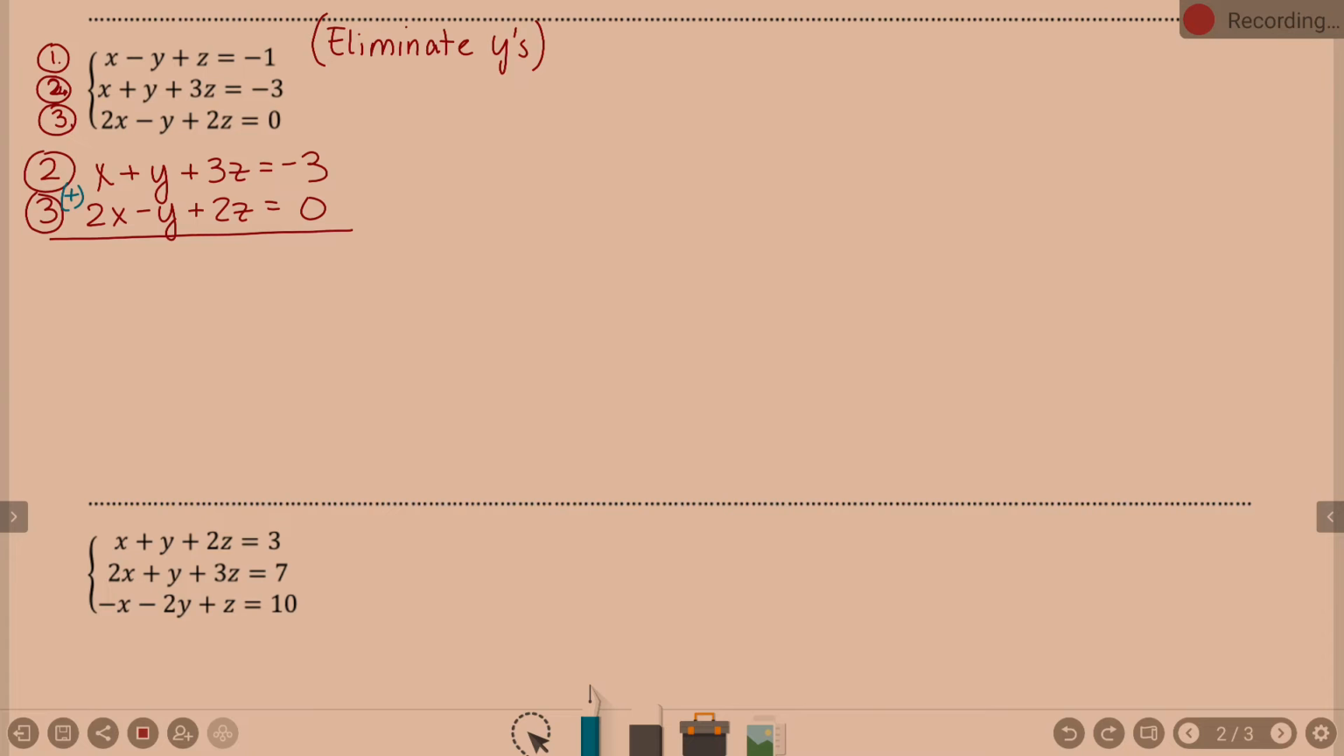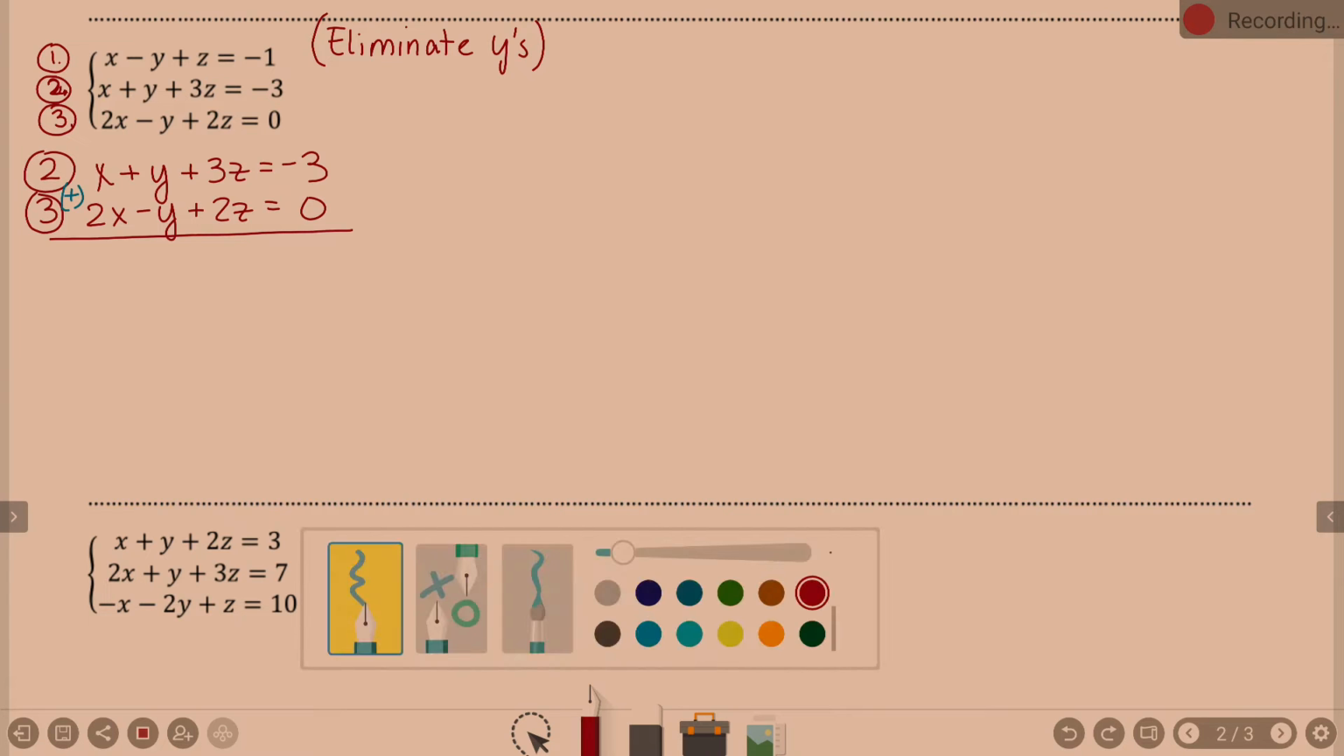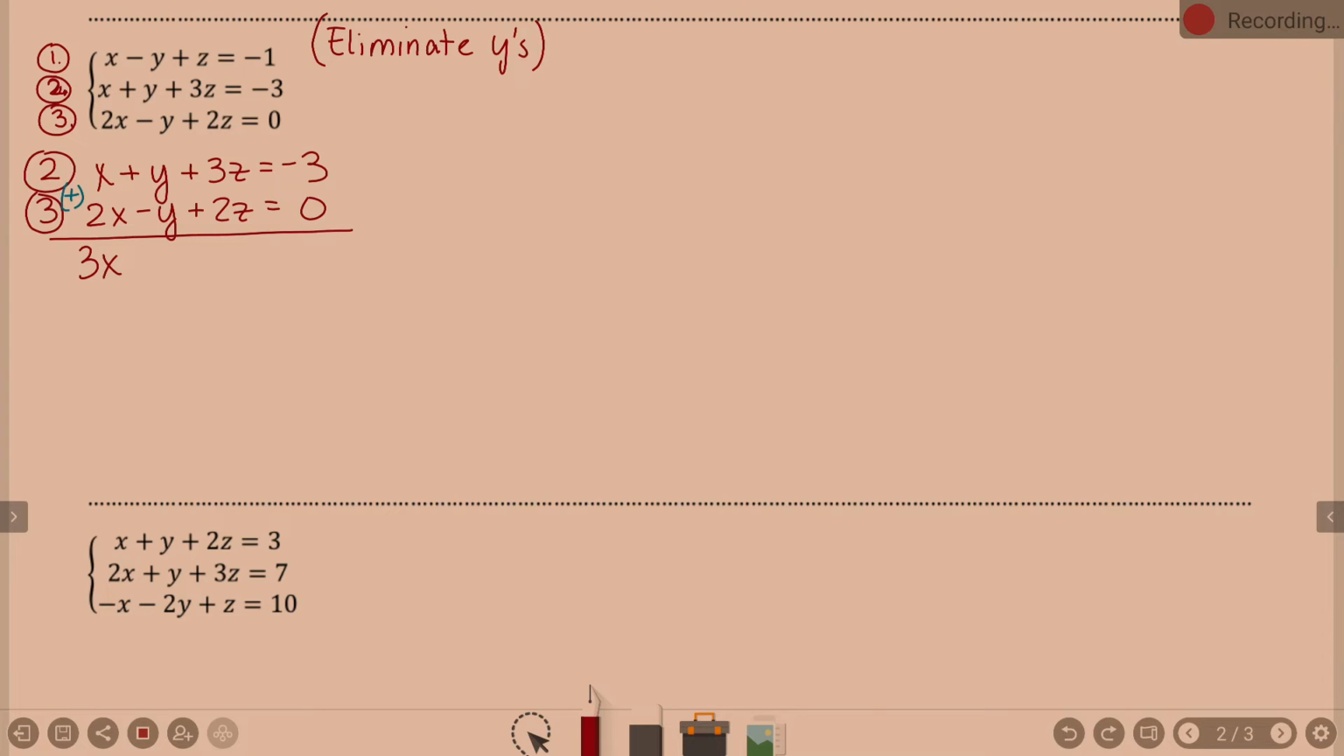Okay. X plus 2X, 3x. Y plus negative Y, cancel. 3Z plus 2Z, 5z. Plus 5Z equals negative 3 plus 0, which is negative 3. I personally am going to call this equation 4.